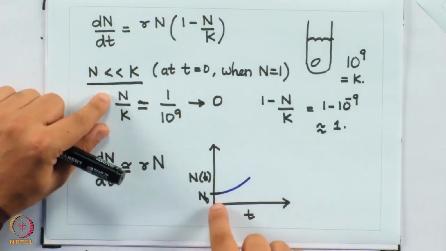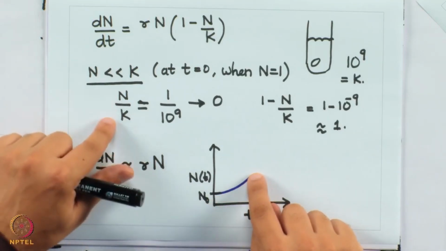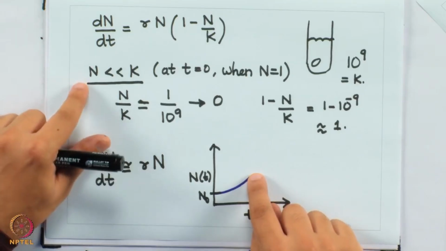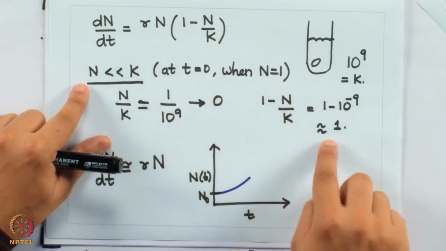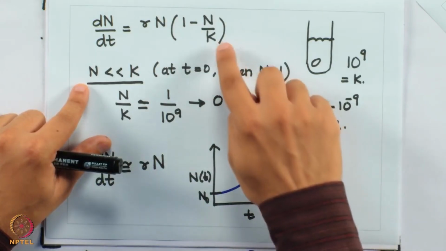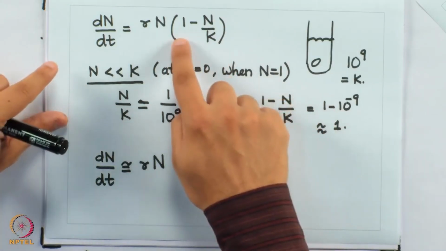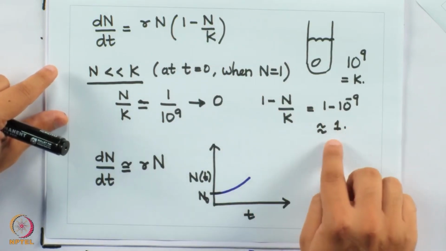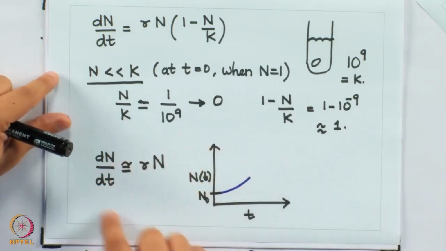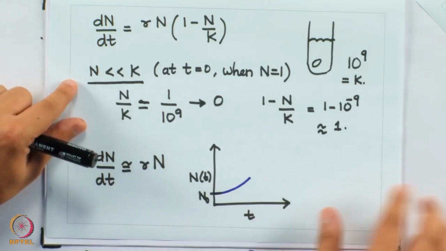And as we see here, as our solution develops with time, the number N increases with time, and as N increases, this assumption is no longer going to be valid, and we will no longer be able to ignore this factor which we have assumed to be 1 here. As N increases, N by K becomes a very substantial fraction of 1, and 1 minus N by K can therefore no longer be treated as approximately equal to 1. So this solution is only valid under the specific condition that N is much less than K.